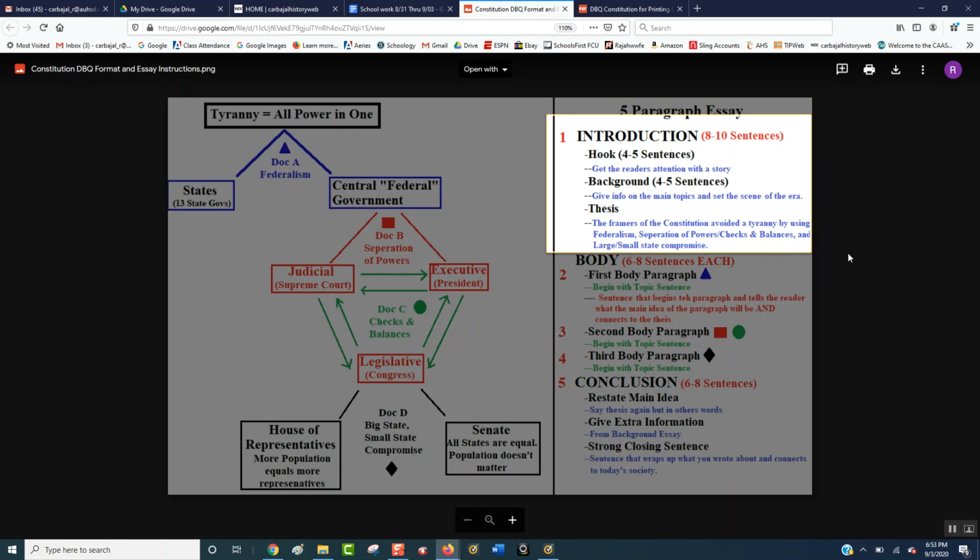The hook itself. What is the hook? The hook is a story that you're going to write in order to get the attention of the reader. The idea of getting the attention is you want them to think about what topic you're going to talk about, but without mentioning the topic.